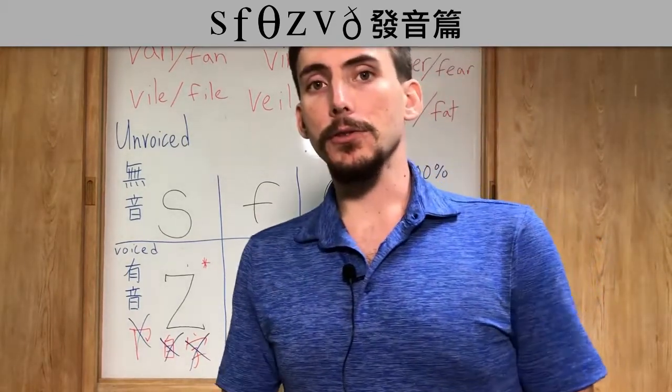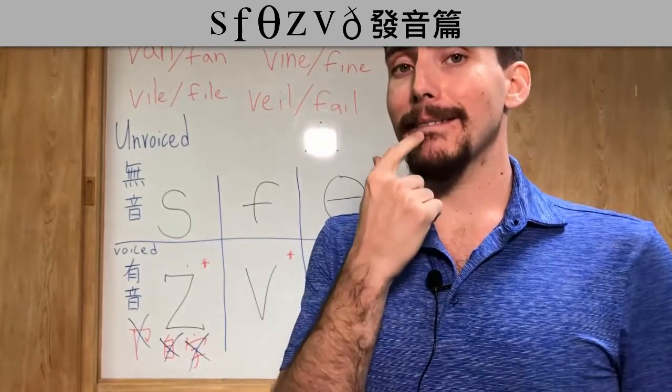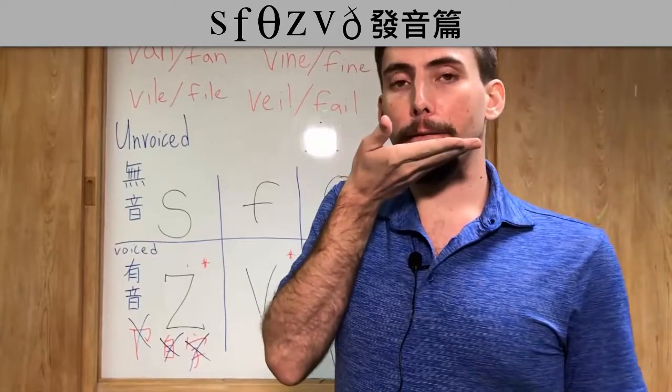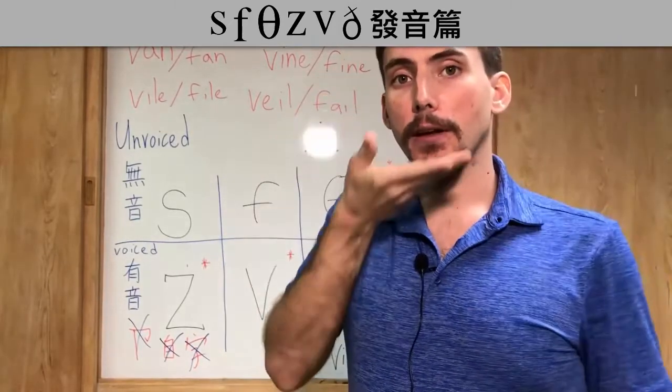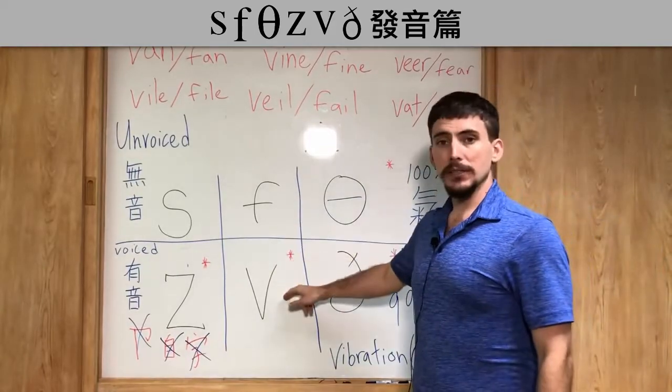F. You use your top teeth to bite your bottom lip. F. You can feel the air. F. The air comes out this way. V has the same position.